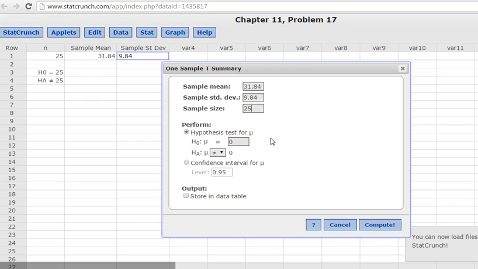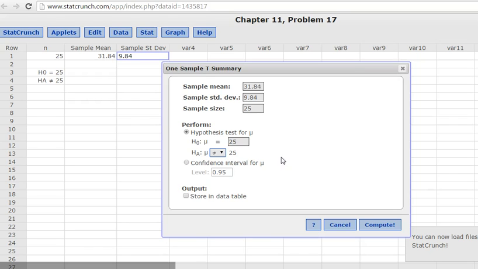Come down to perform our hypothesis test for the mean. Null hypothesis, the mean is equal to, and we input 25 into the box. Our alternative hypothesis is that our mean does not equal 25. We make sure that we have selected the does not equal sign from the drop-down box.